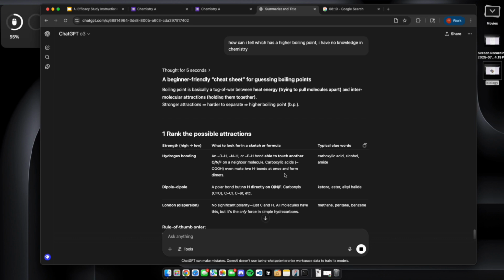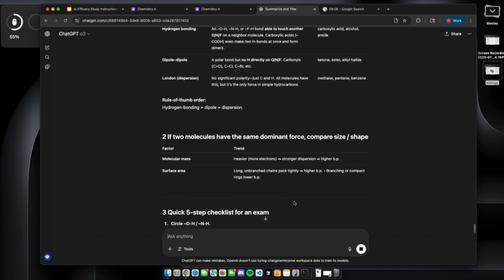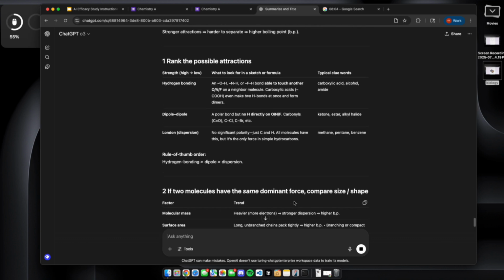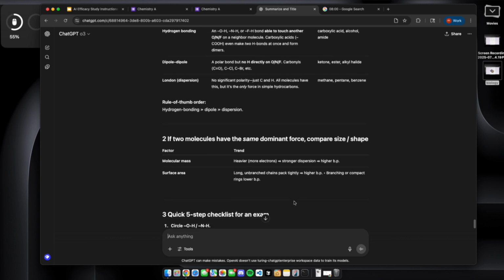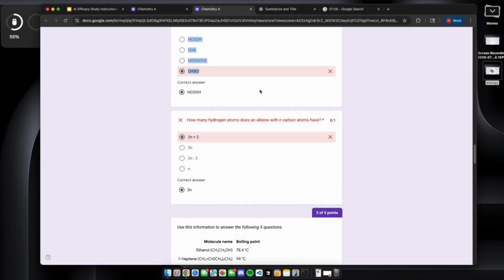Okay, so hydrogen bonding has probably the most. London dispersion, no significant polarity. Okay, so that's what London dispersion means. Okay, makes sense to me.